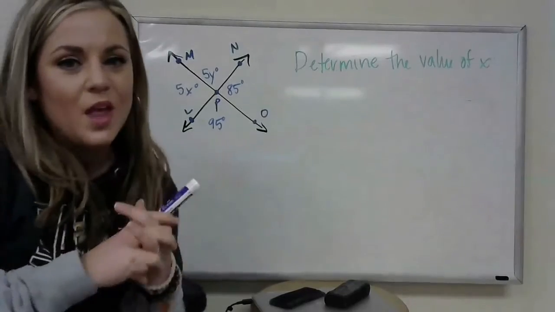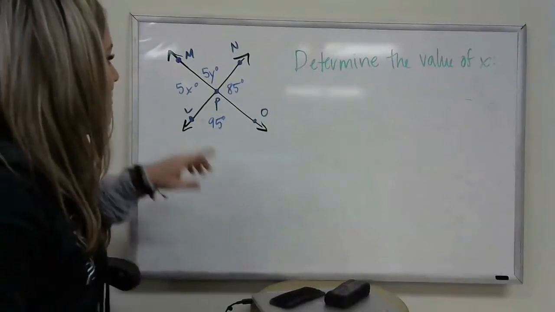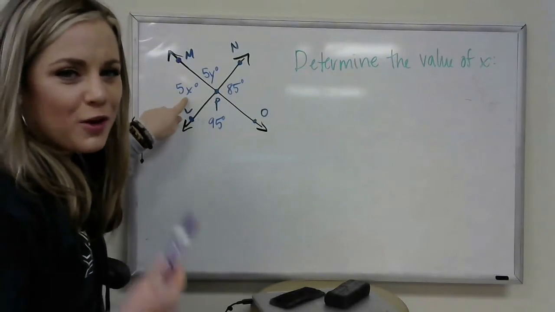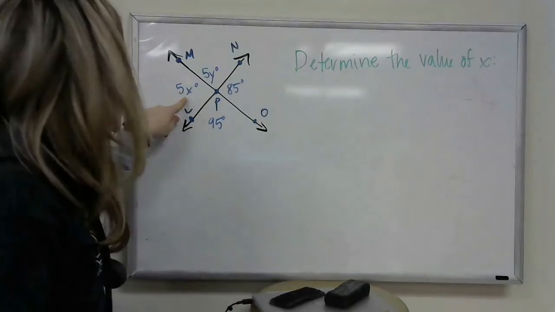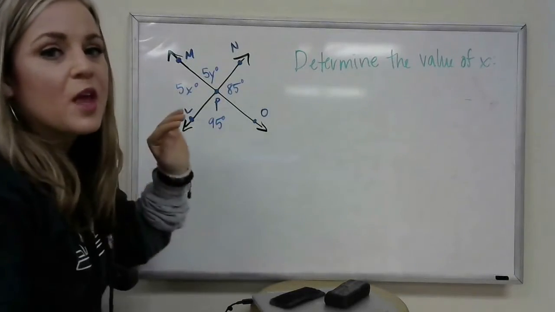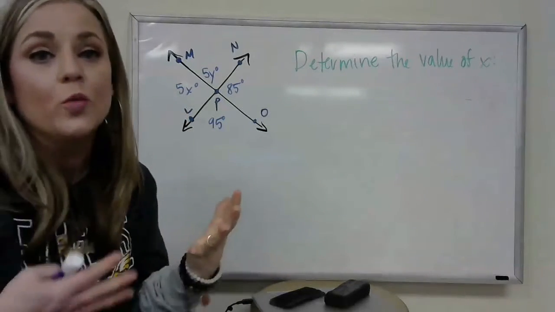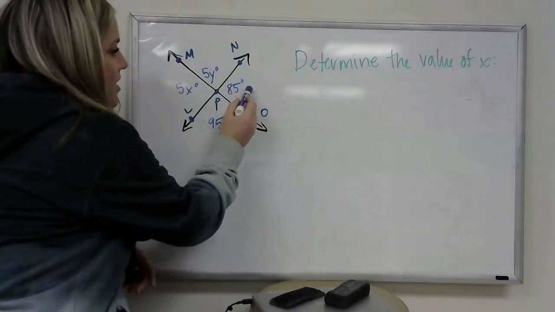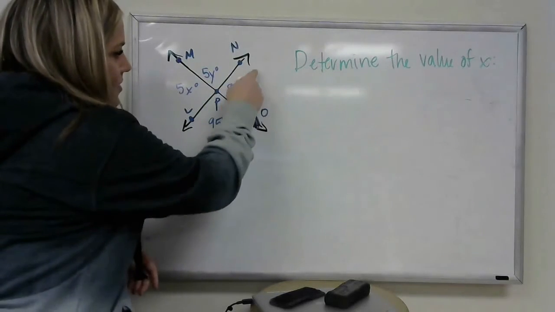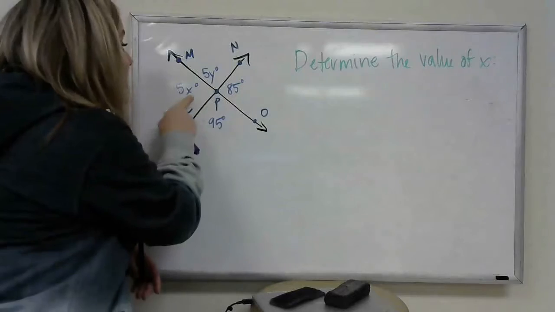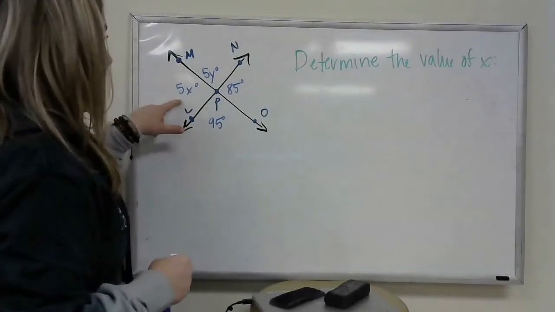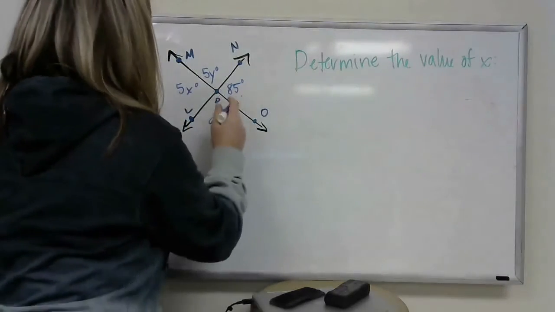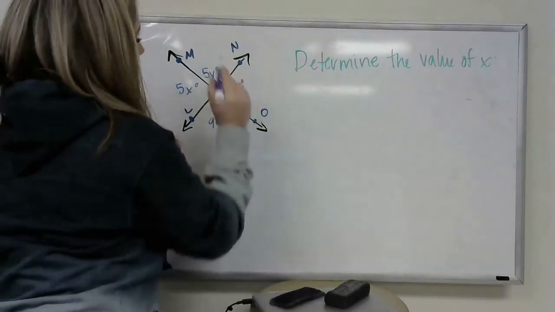Okay, couple more. Next up, we're going to determine the value of x. This is my x right here. I don't know if y'all can see it. But this is 5x. Okay, so let's look at what we do know. If this vertical angle is 85, this vertical angle is 85. So we know 5x is going to equal 85. And we also know that if this is 95, this is 95.